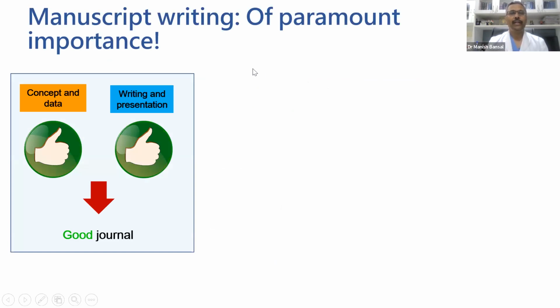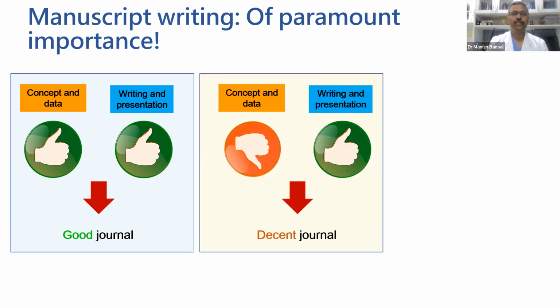So the first thing that I would like to mention here is that writing a good manuscript is extremely important in getting a manuscript published in any good journal. There's no doubt that data and the concept of the study are also very important. But manuscript writing is equally important, maybe even more important. If we have good data and we write the manuscript very well, then we can get our paper published in one of the very good journals. But if our data is weak and the concept is weak, but the manuscript writing is very good, we can still get into a decent journal.